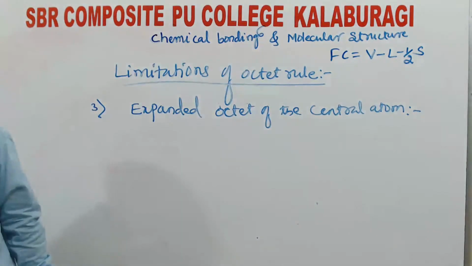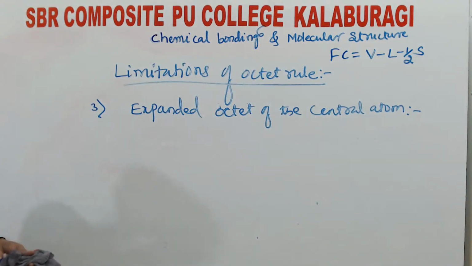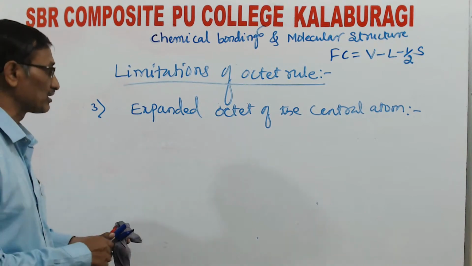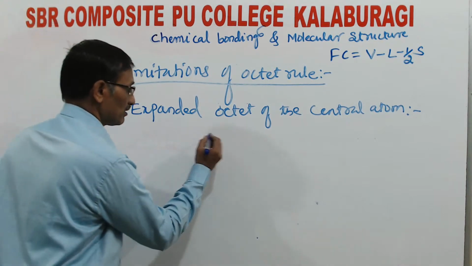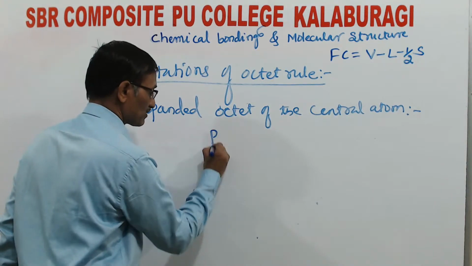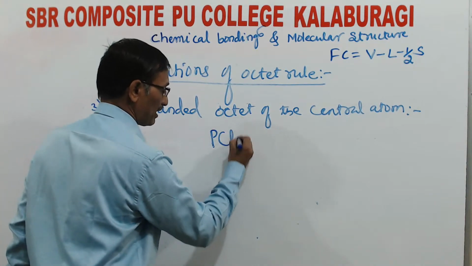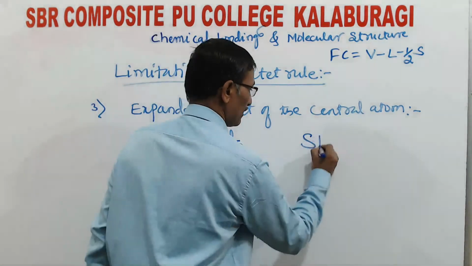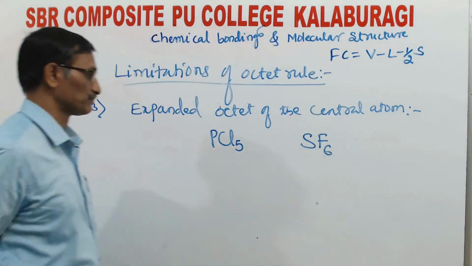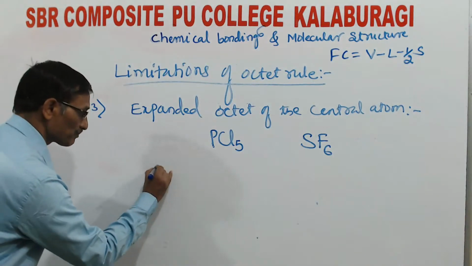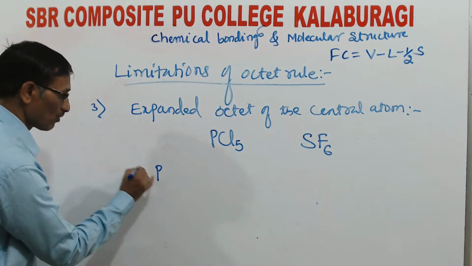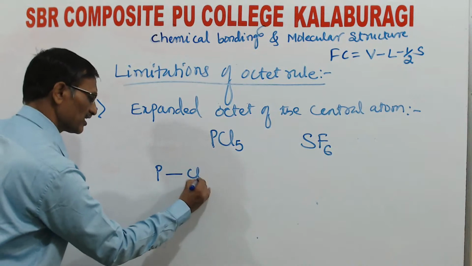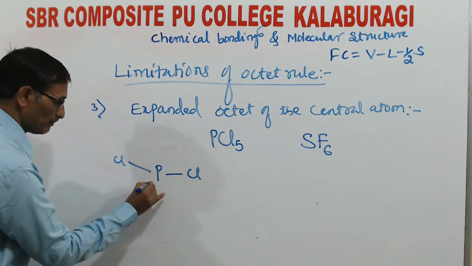Expanded octet of the central atom. Here I will take two examples: phosphorus pentachloride and sulfur hexachloride. Let us see here, the central atom is phosphorus. Now, we can write the bonding. Later you will come to know all these, but let us see here.